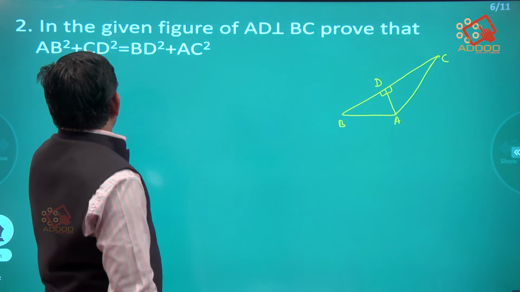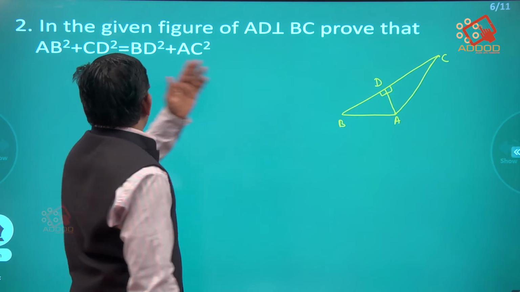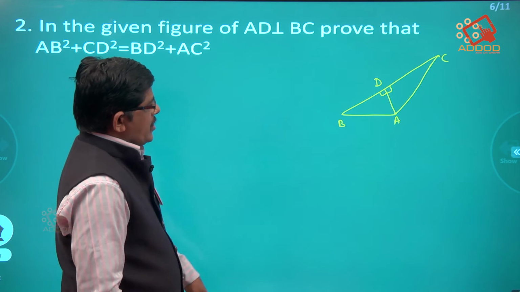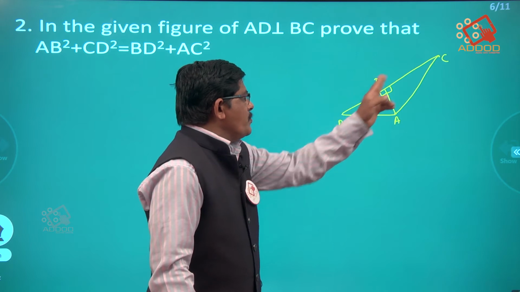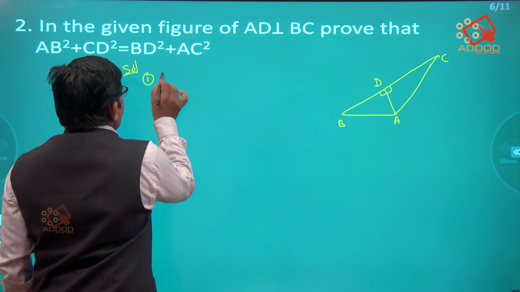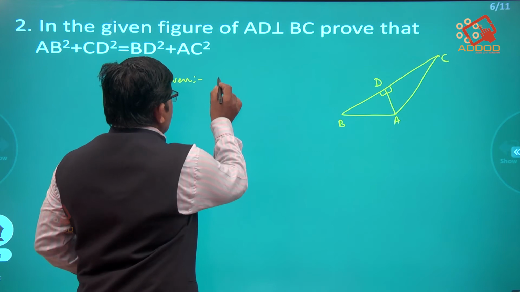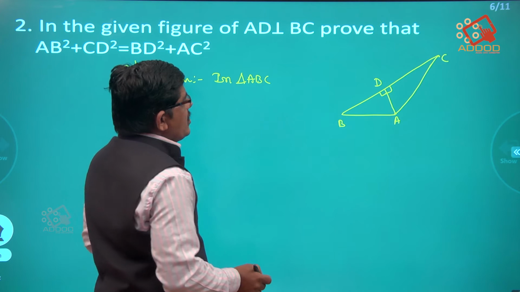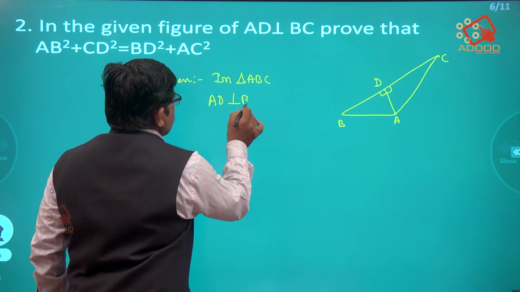Now I am going to the next question. In the given figure, AD is perpendicular to BC. Prove that AB square plus CD square is equal to BD square plus AC square. Draw the figure: in triangle ABC, AD is perpendicular to BC. First write the solution, first the given: in triangle ABC, AD is perpendicular to BC.